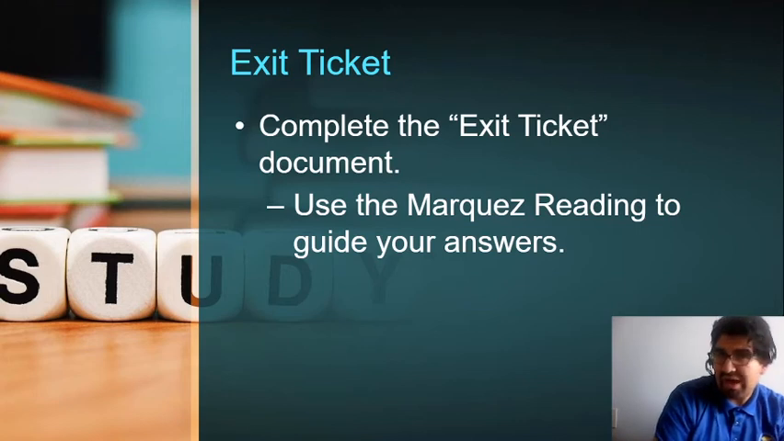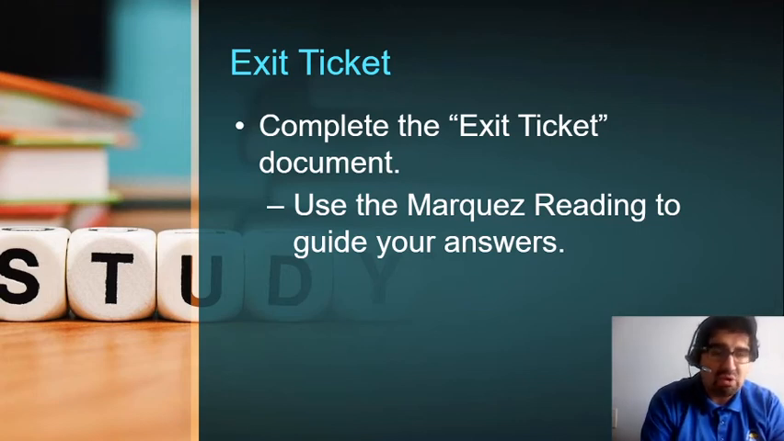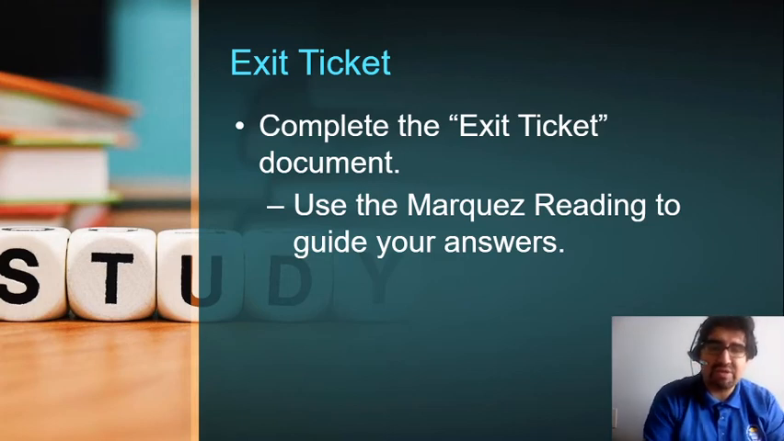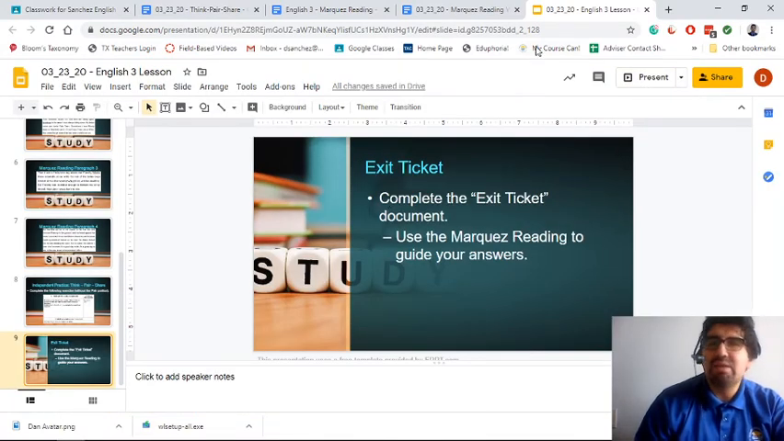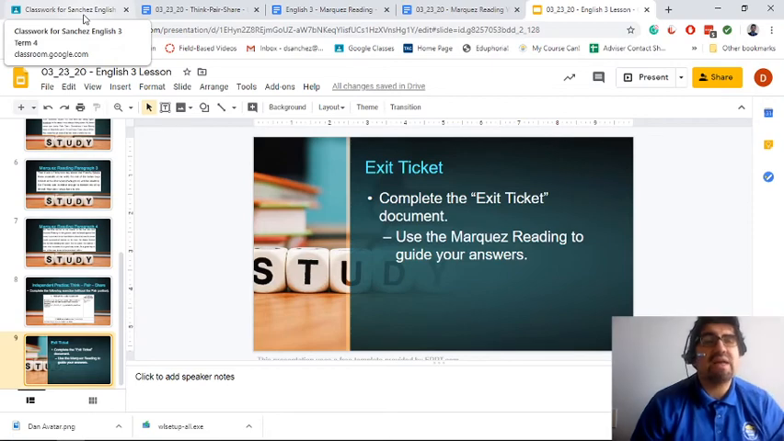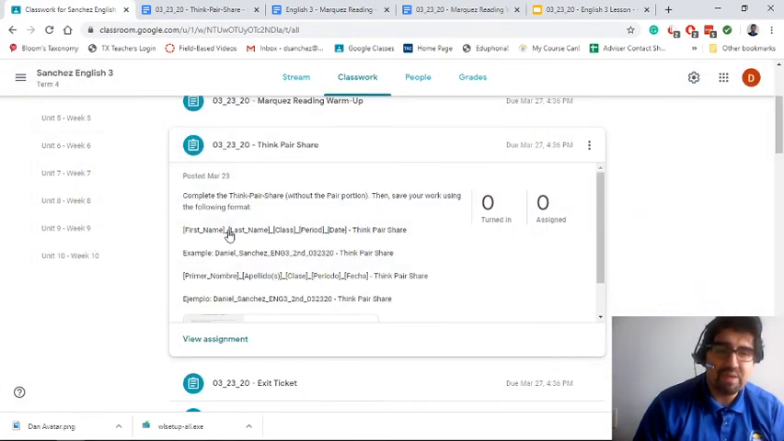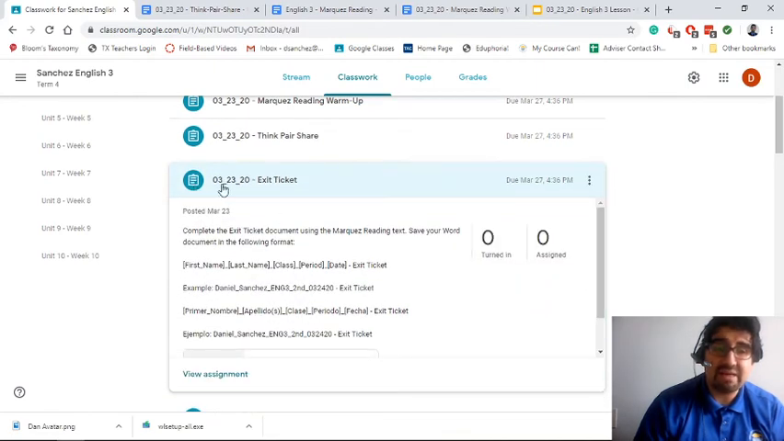Now, for those of you who have finished, I want you to complete the exit ticket document. Remember, use your Marquez reading to guide your answers. Entonces, usen el texto, nunca lo olviden. This whole week, Marquez, Marquez, Marquez. Now, let's go back to classwork for English 3. So I'll click out of here. And now I'm going to click on where it says, next to the assignment icon, 03_23_20 exit ticket.